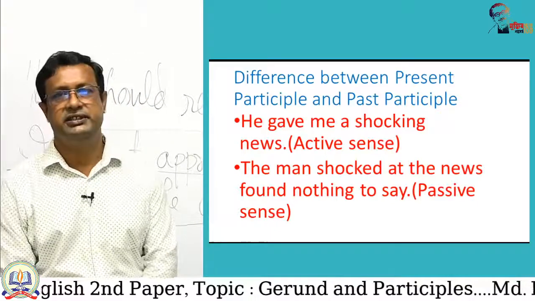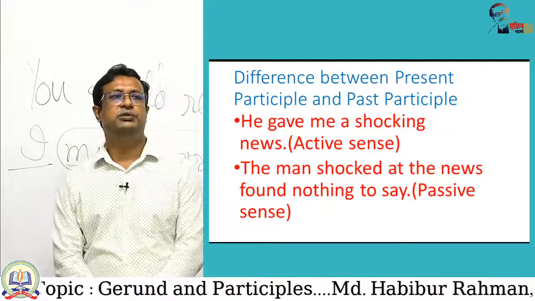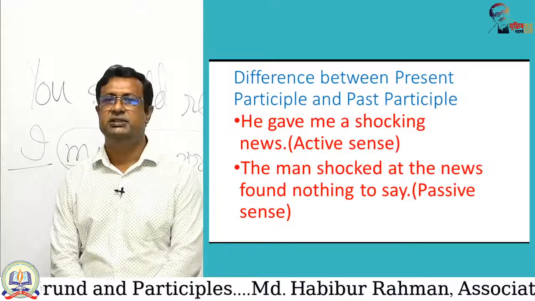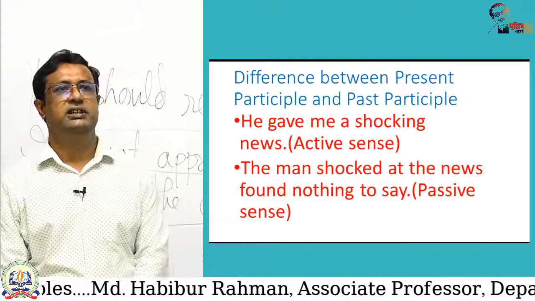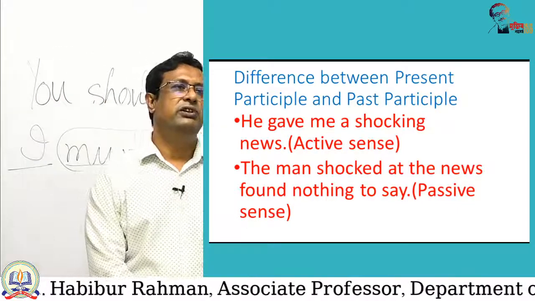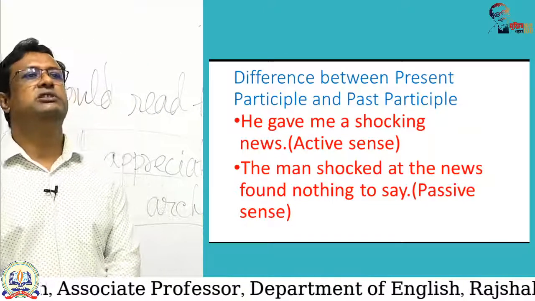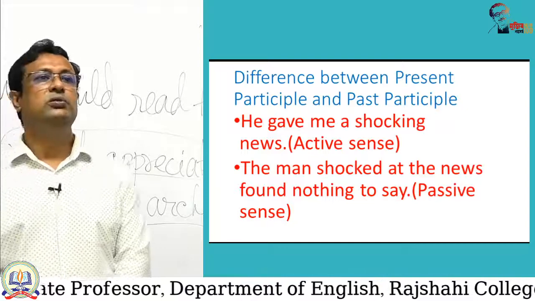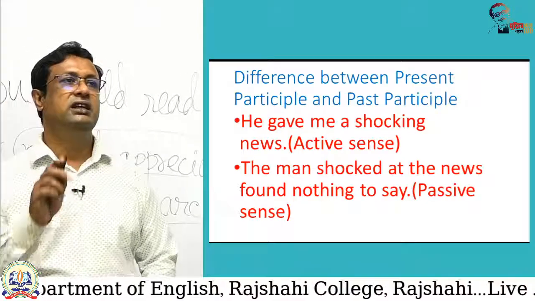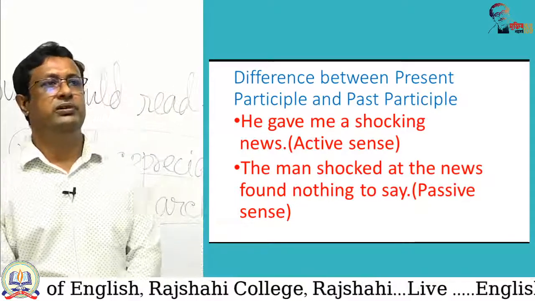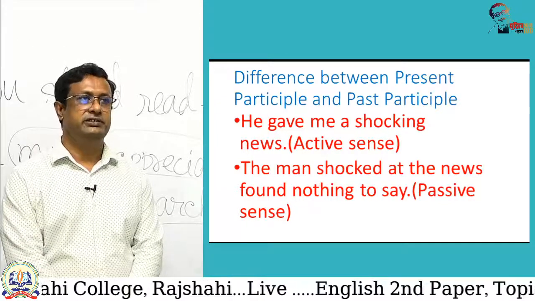This is active sense. And another sentence is, the man shocked at the news found nothing to say. Here the modifier is shocked, and this is a past participle phrase. Which man? The man who was shocked at the news. And this is the brief form, or precise form, of the complex sentence.